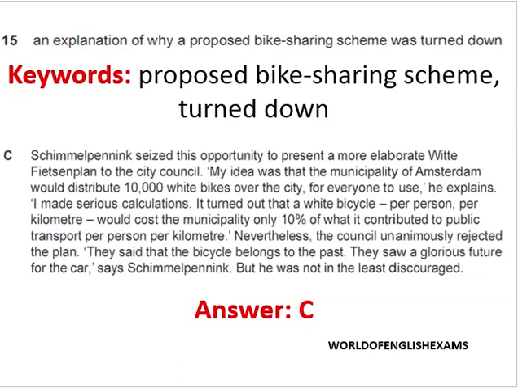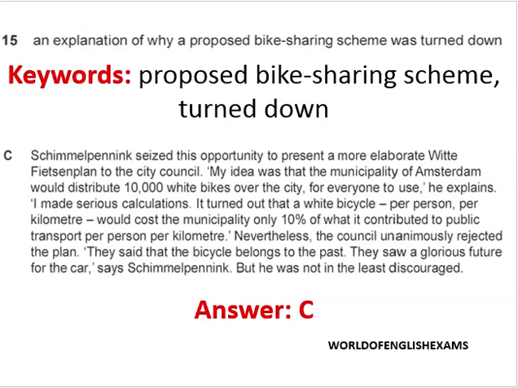I made serious calculations. It turned out that a white bicycle per person per kilometer would cost the municipality only 10% of what it contributed to public transport per person per kilometer. So it was definitely a saving. Nevertheless, what is the meaning of nevertheless? However, the council unanimously rejected the plan. Can you see?